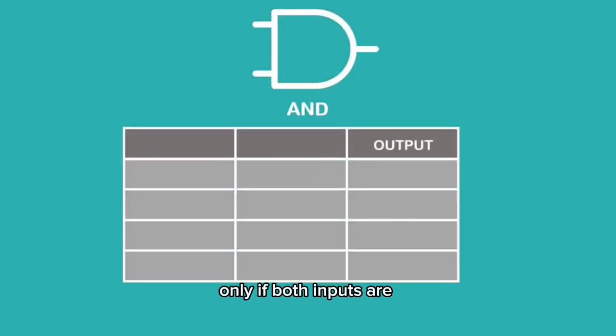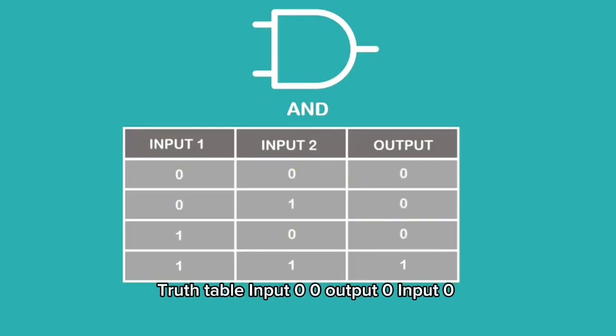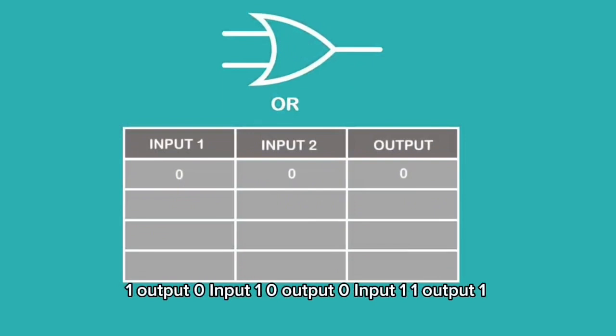2. AND gate function produces an output of 1 only if both inputs are 1. If either input is 0, the output is 0. Symbol. A flat-ended shape with 2 inputs on the left and 1 output on the right. Truth table. Input 0 0 output 0, input 0 1 output 0, input 1 0 output 0, input 1 1 output 1.